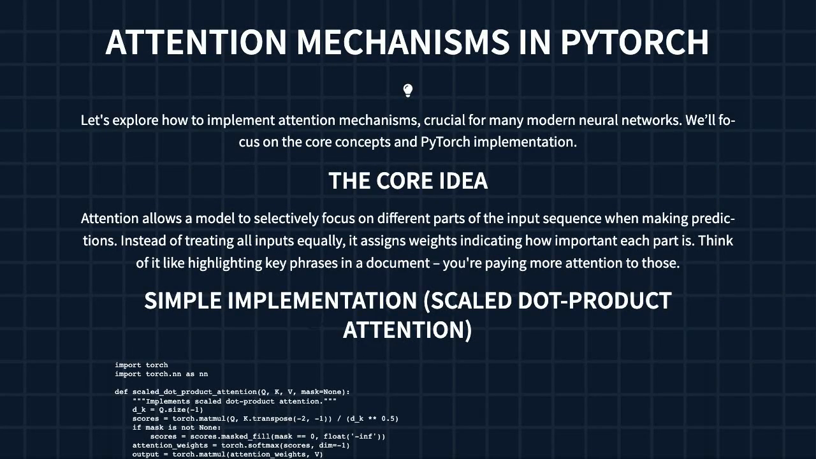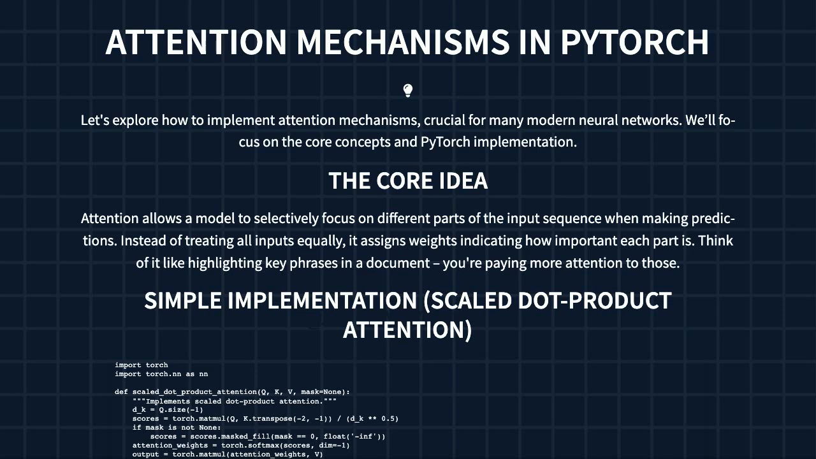Okay, let's talk about attention mechanisms. They are really important for making neural networks smarter. Basically, attention allows the model to focus on the most relevant parts of an input sequence. Imagine you're reading a long article and want to highlight the key sentences. Attention does something similar, assigning weights to different pieces of information. We'll see how it works in Pytorch using scaled dot product attention, which is a common technique. It involves calculating scores based on the relationship between a query, keys, and values.